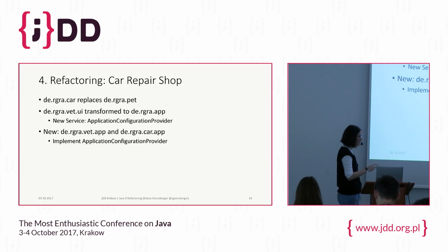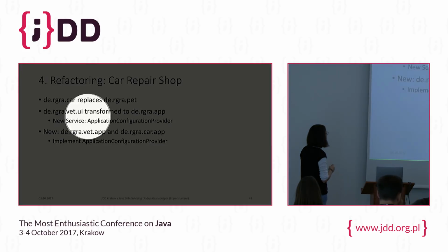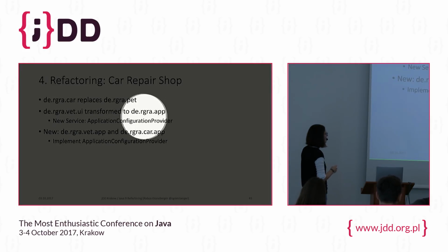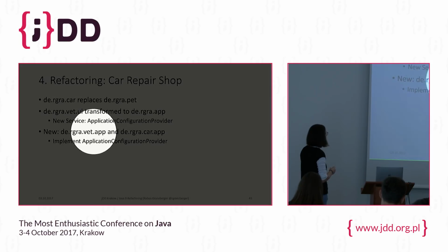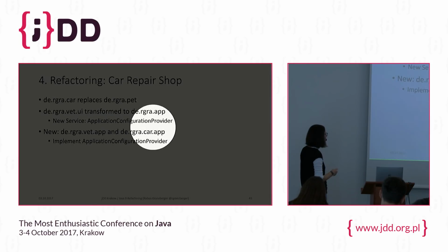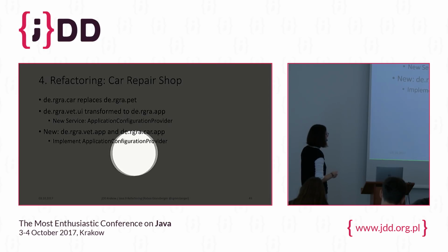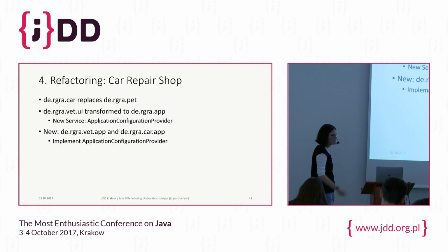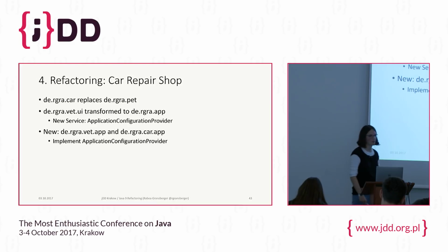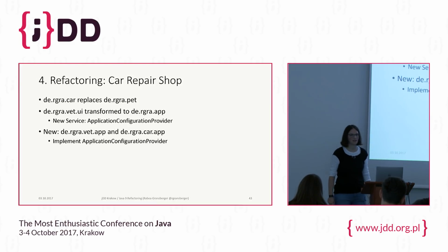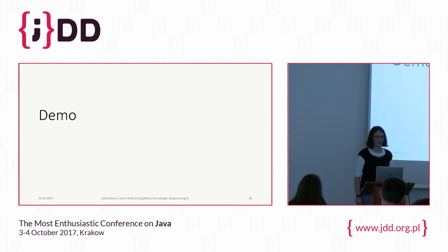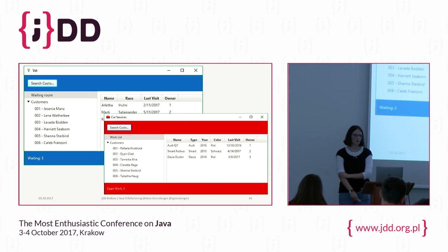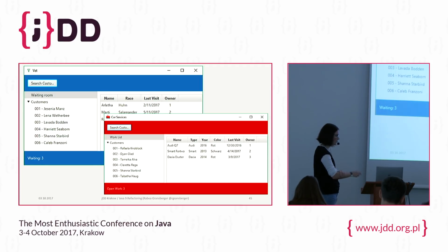So we have a new service interface now, which is called the application configuration provider, which contains a getName method, a getTitle method, the CSS method, a new icon method, and so on. And then I created two new modules, the vet app and the car app module, which implement the application configuration provider and provide them as service implementations as well. So this is the next refactoring step I took. And the result is now two different applications, which are just created by different modules.